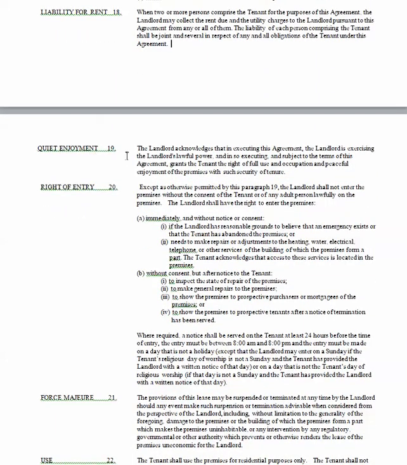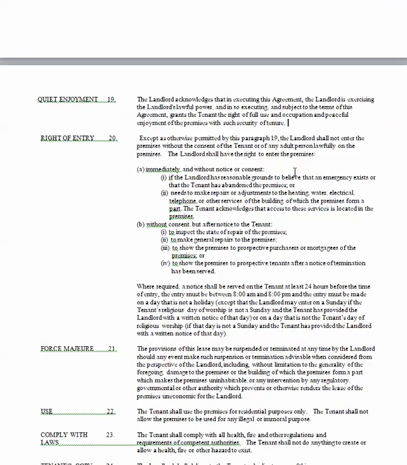Next, quiet enjoyment. Everyone has a right to the quiet enjoyment of the premises. The landlord acknowledges that in the exercise of this agreement, the landlord exercises the landlord's lawful power, and in so executing and subject to the terms of this agreement, grants the tenants the right to the full use and occupation of the premises in peace and enjoyment, and with security of tenure. So you get to stay there, as long as you're making your payments. You get to enjoy it.